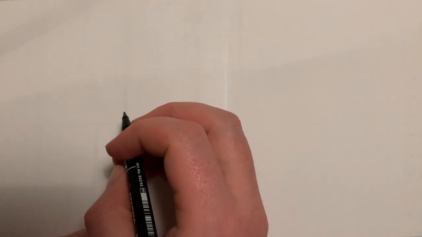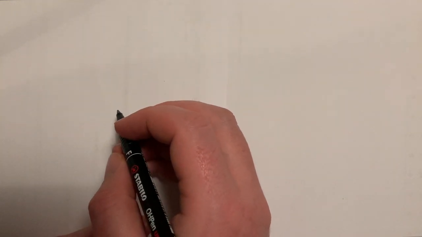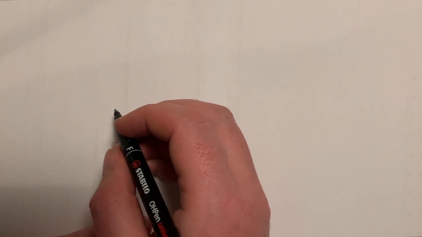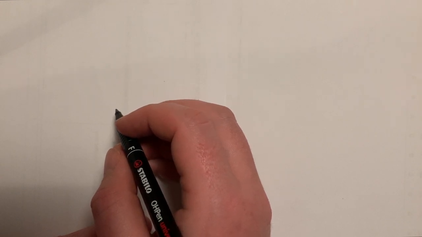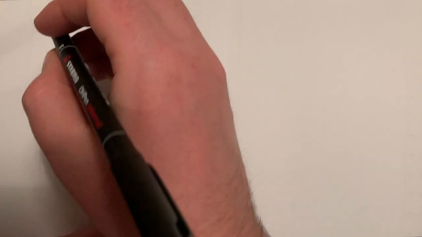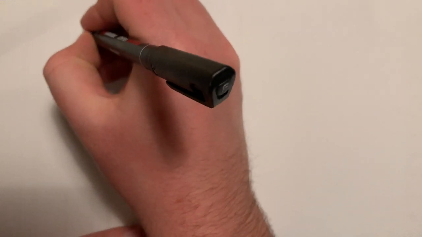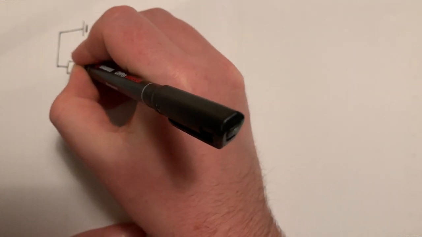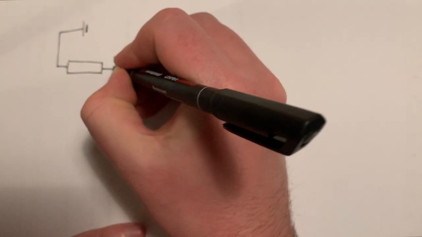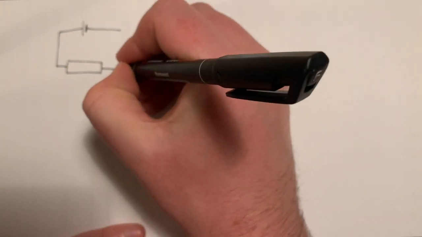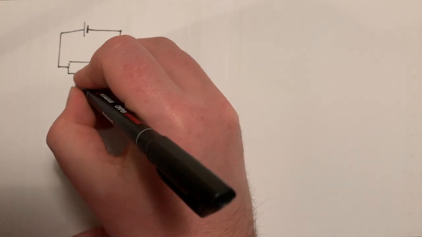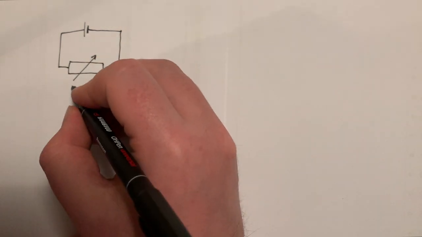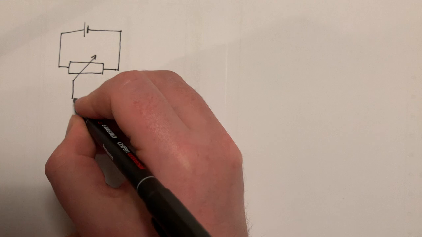Last lesson we looked at potential divider circuits, and today we're going to use a potential divider circuit to get some data for a current potential difference graph for a bulb. So it's exactly the same circuit that we set up last time. You've got your power supply, and we're going to split that power supply with a resistor. This is our rheostat or our variable resistor. And then we're going to put our bulb in. So we're going to connect this up to the slider.